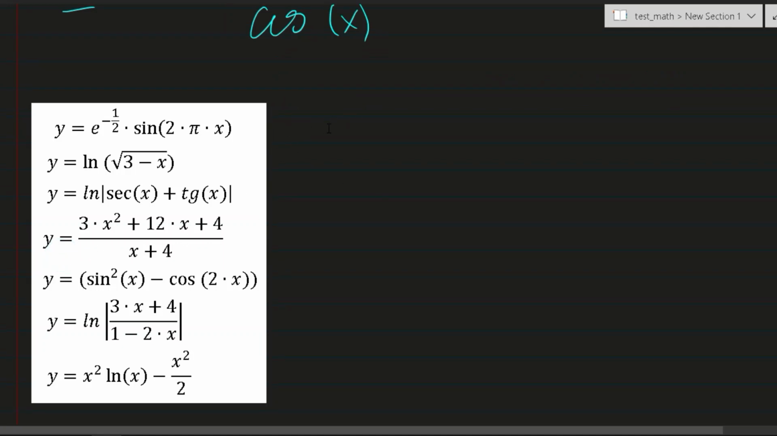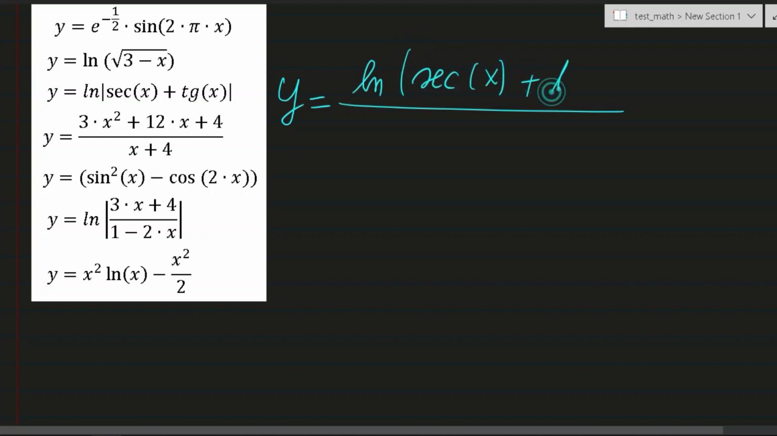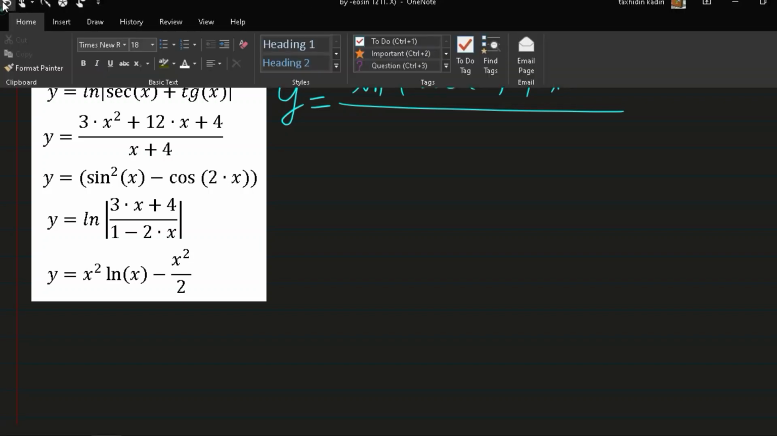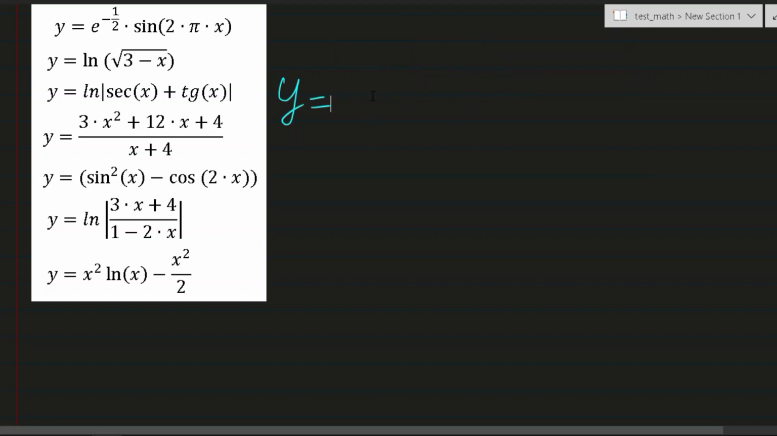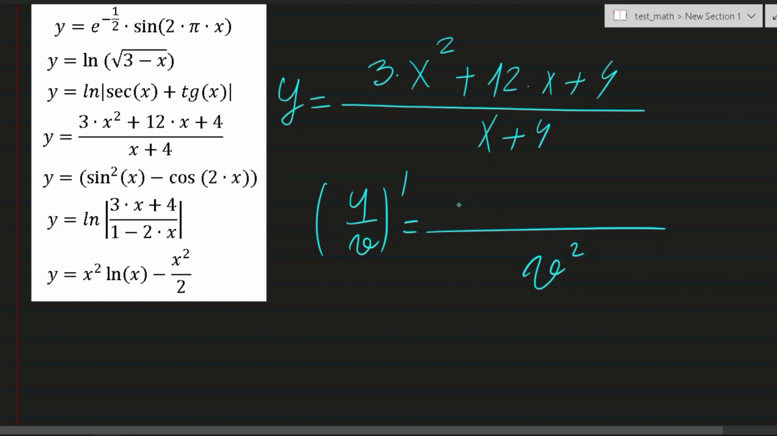Now we must solve this. We have y equals ln secant x, oh sorry, I made a mistake here. We have the fraction 3x to the power of 2 plus 12x plus 4 over x plus 4. Now we must use this formula.